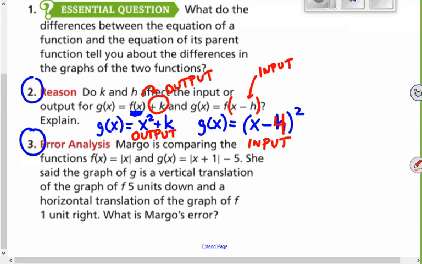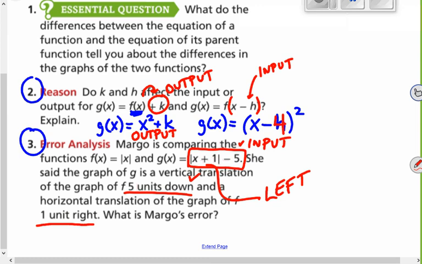Number 3, we'll tie it right in here with number 2. Margot is comparing the functions f of x equals absolute value of x plus 1 minus 5. She states that it goes 5 units down. Well, that's good. 5 units down is correct. But then she states that it goes 1 unit to the right. And if it's x plus 1, that should go to the left. So that was her mistake in that problem.